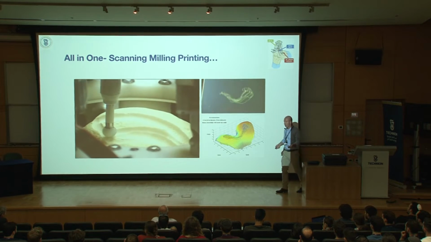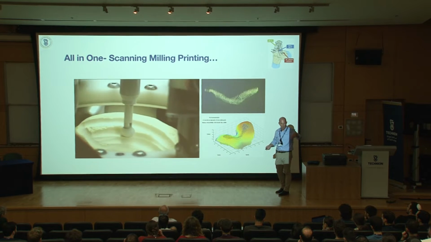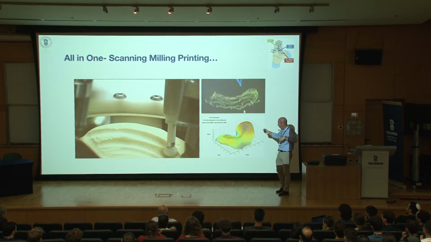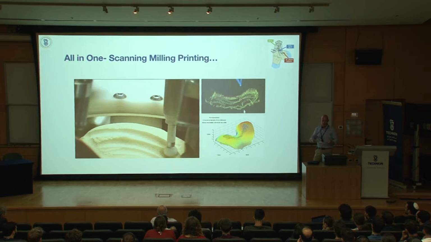Now, the new generation of the robot that we have now in the lab is replacing the burr here with a 3D printing head, and now you deploy material. You deploy plastic or you deploy biomaterials that will be, at the end of the day, an artificial cartilage. So we call it all-in-one, by the way. All-in-one, you scan, machine, print.